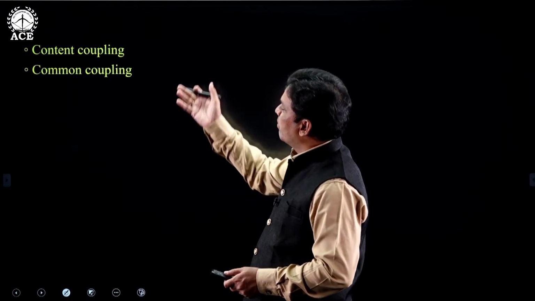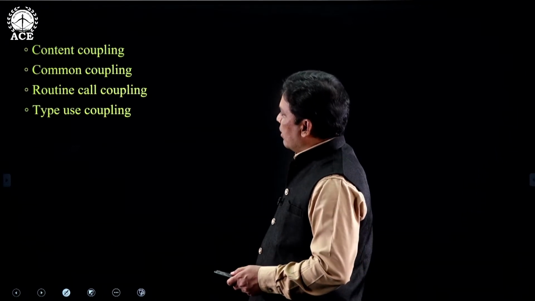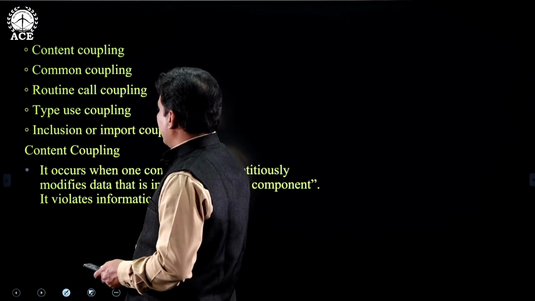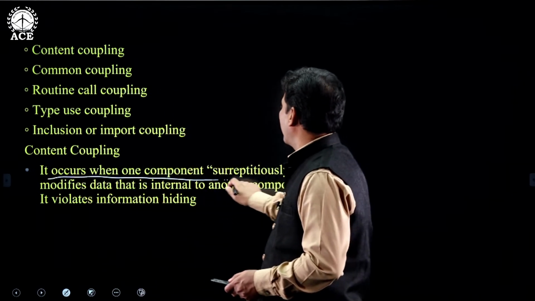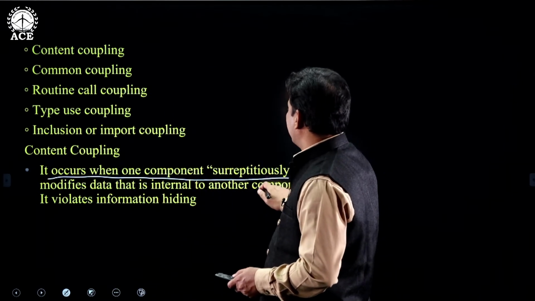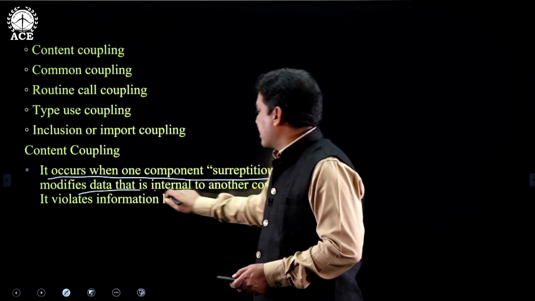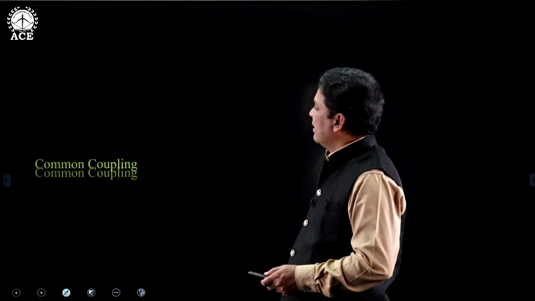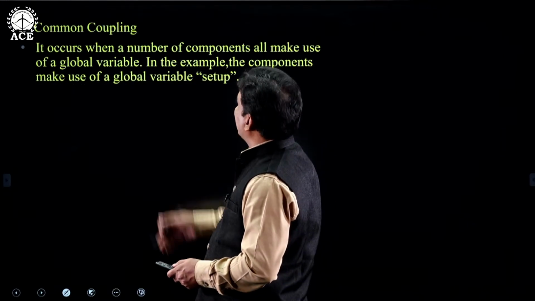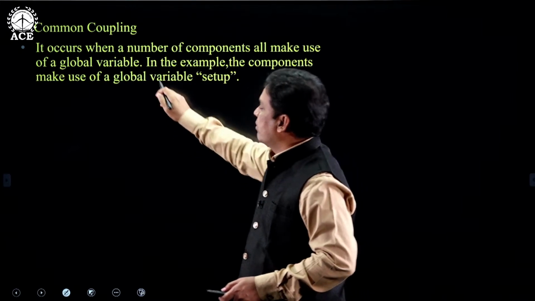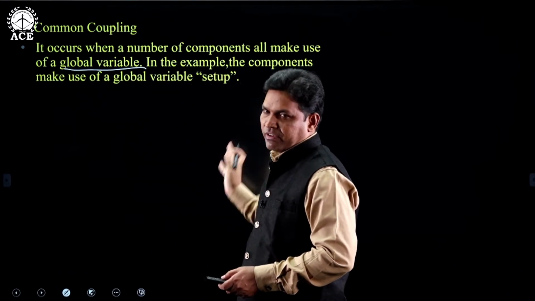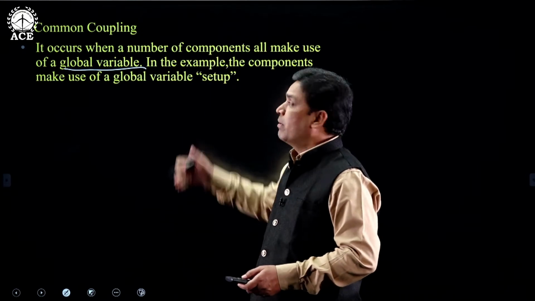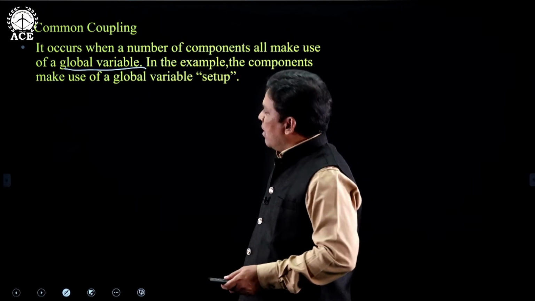That is the importance of this. The types are content coupling, common coupling, routine call coupling, type use coupling, and inclusion or importing coupling. What is content coupling? It occurs when one component surreptitiously modifies data that is internal to another component. That is content coupling. Next is common coupling. It occurs when a number of components all make use of a global variable. For example, 5 components all use global data, common data shared among all 5 components. That is common coupling.